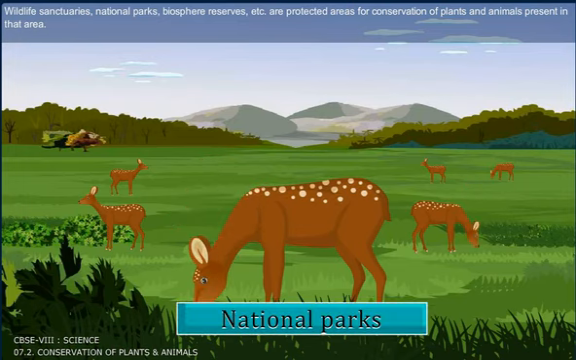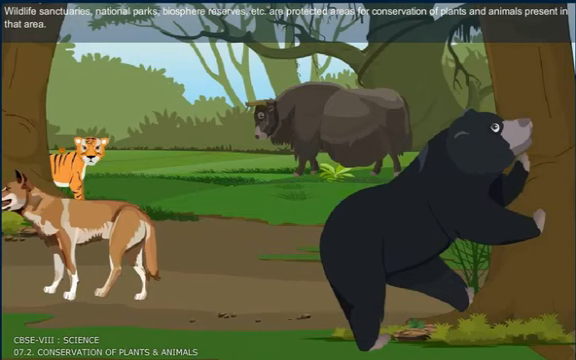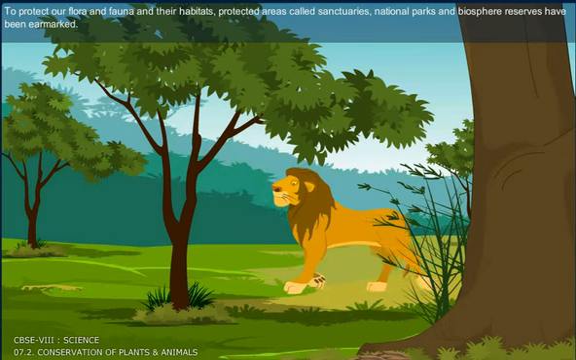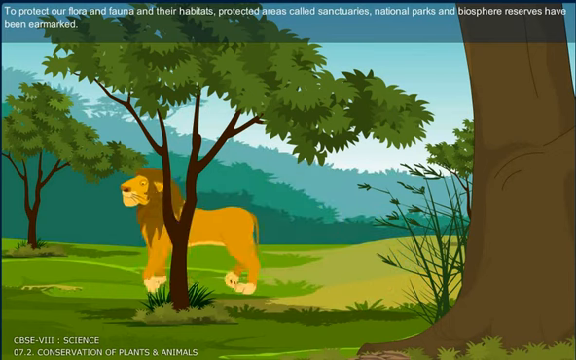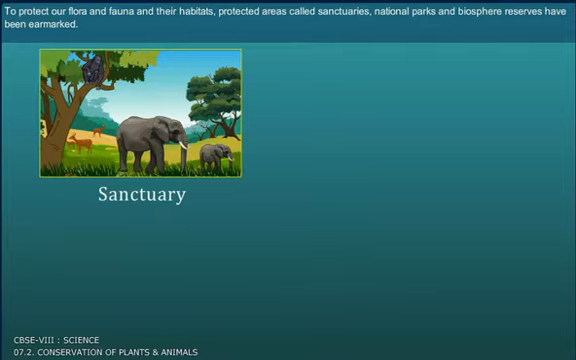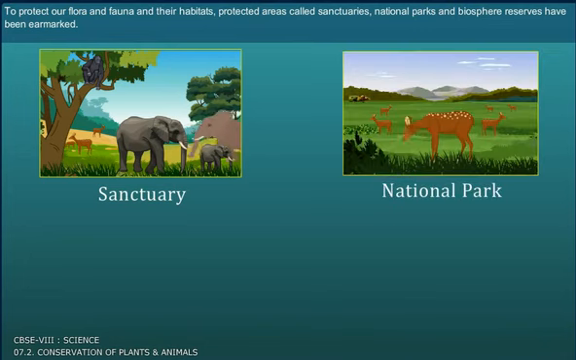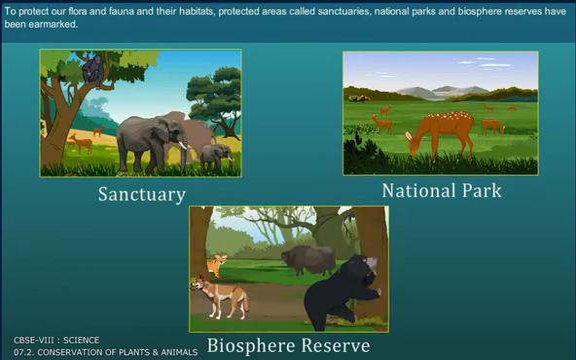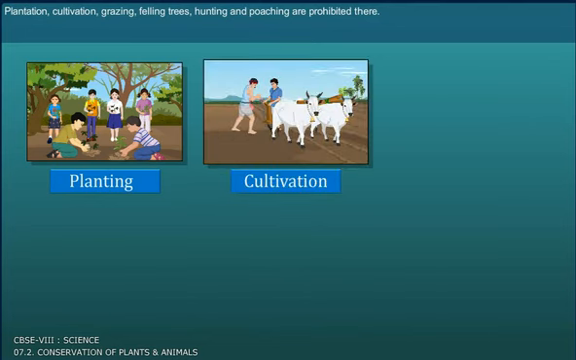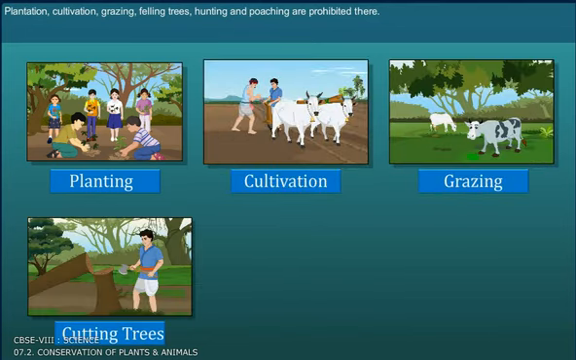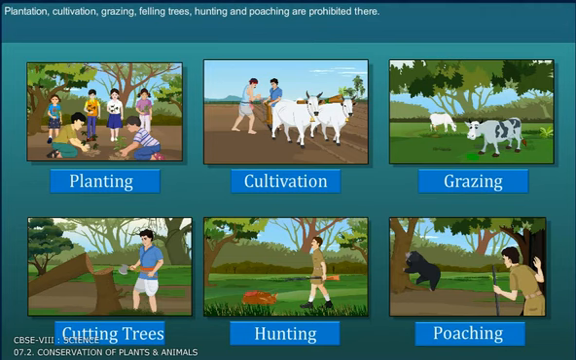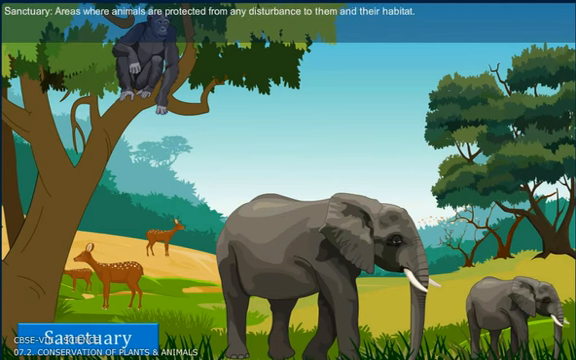Wildlife sanctuaries, national parks, biosphere reserves, etc., are protected areas for conservation of plants and animals present in that area. To protect our flora and fauna and their habitats, protected areas called sanctuaries, national parks, and biosphere reserves have been earmarked. Plantation, cultivation, grazing, felling trees, hunting, and poaching are prohibited there.